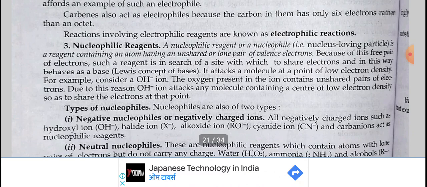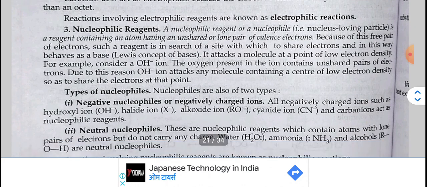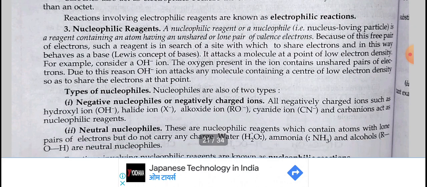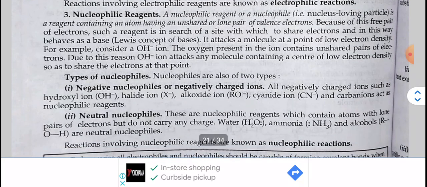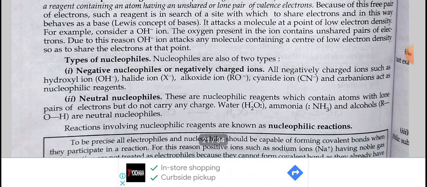Because of this free pair of electrons, such a reagent is in search of a site with which to share electrons, and in this way behaves as a base. Lewis concept of bases: it attacks a molecule at a point of low electron density. For example, consider the OH negative ion. The oxygen present in the ion contains an unshared pair of electrons.